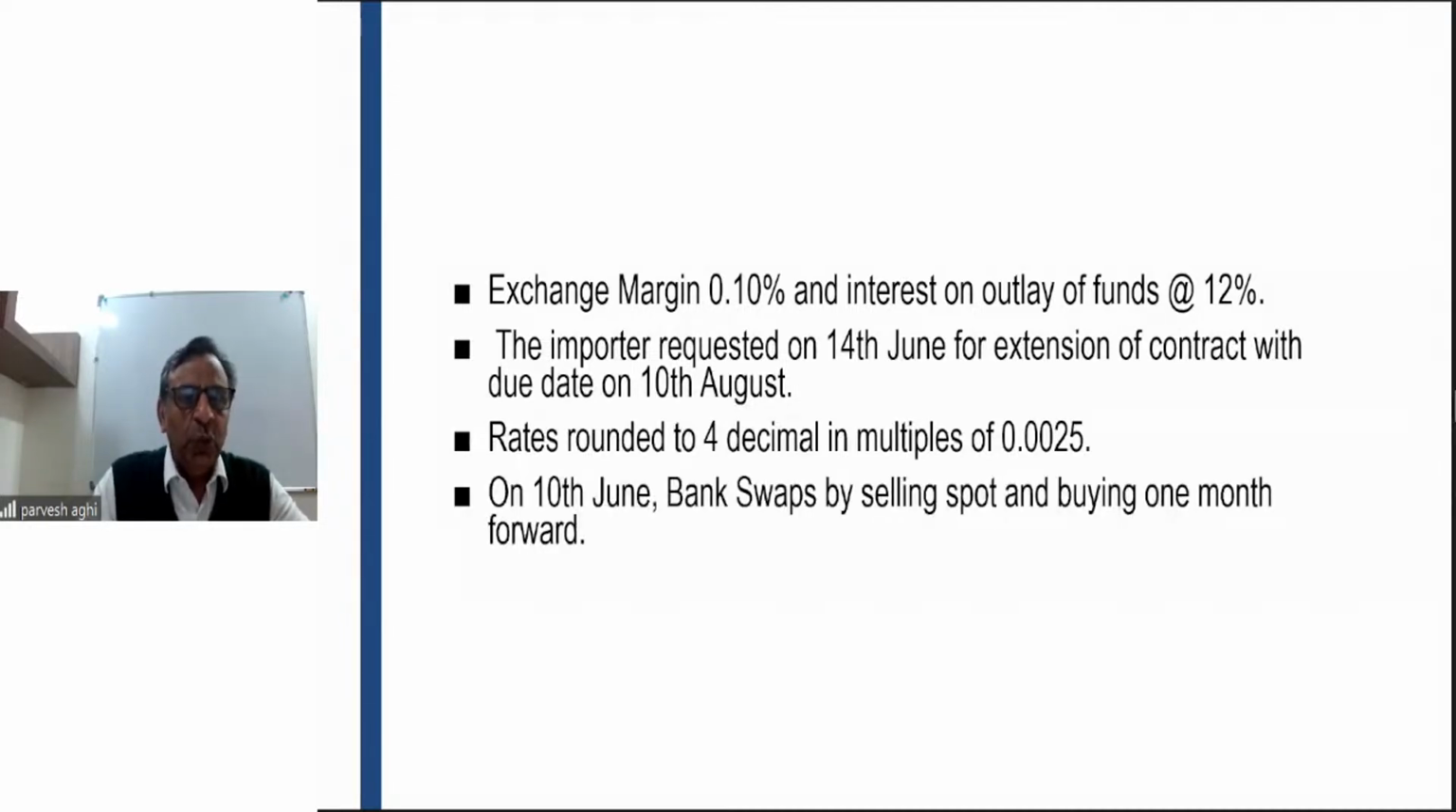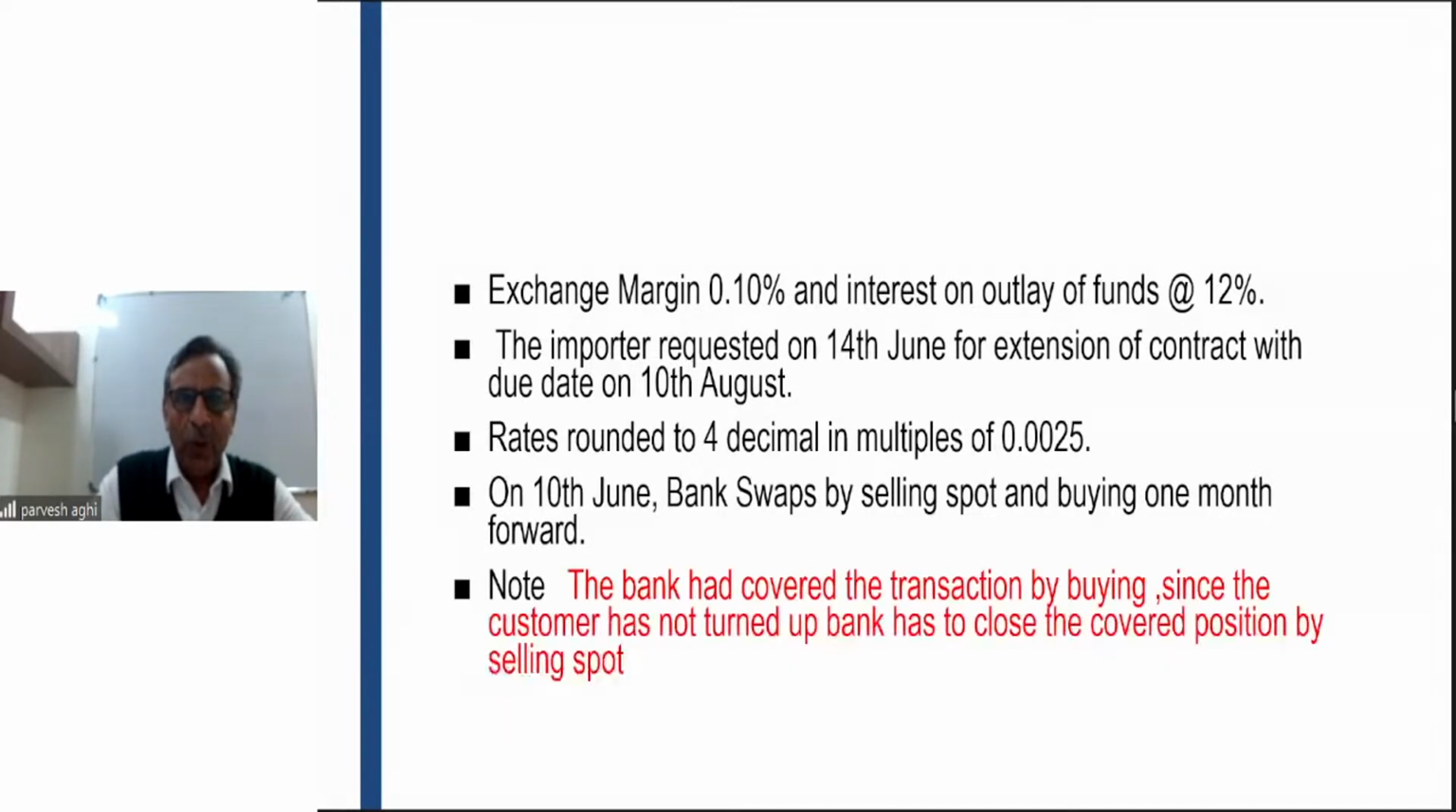On 10th June, the bank swaps by selling spot and buying 1 month forward. So what is the bank doing? The bank is selling spot and buying 1 month forward. Now here I have added a note, just an explanation. This is not part of the question. The bank had covered the transaction by buying. Since you were an importer, you had actually bought dollars, so the bank had bought them.